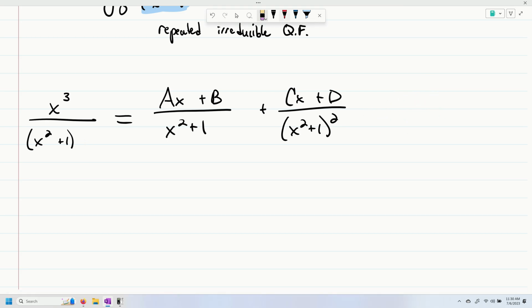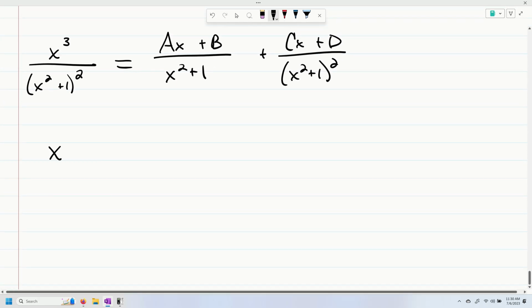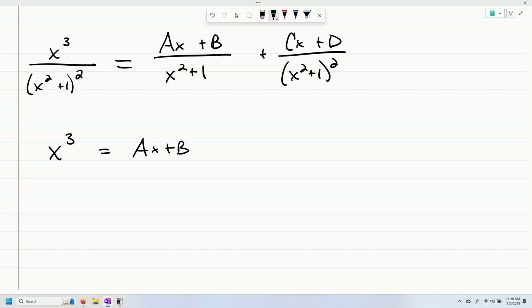So let's fix this. All right, there we go. And once again, it is nothing more than just algebra. So x to the third is going to equal the quantity Ax plus B times, now you know your denominator has the quantity x squared plus 1 times the quantity x squared plus 1. You already have an x squared plus 1, so you are just going to multiply it by one of them.